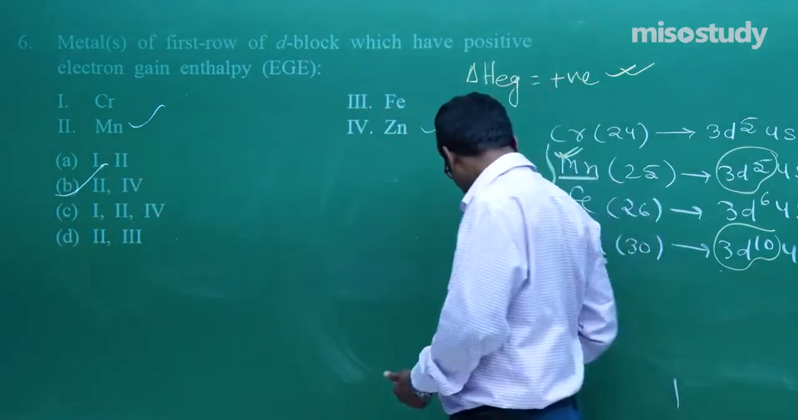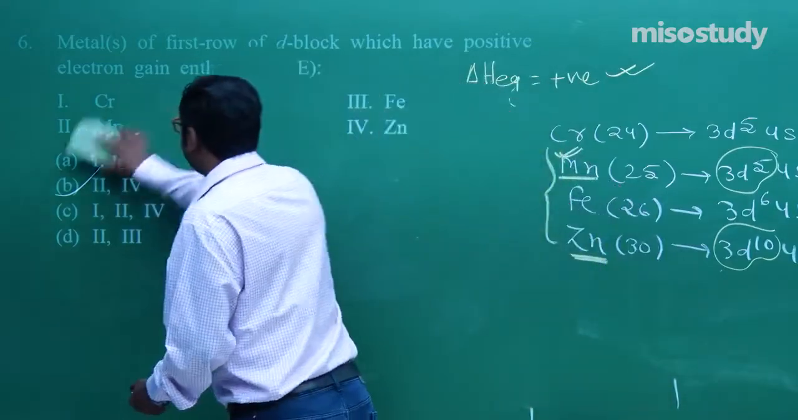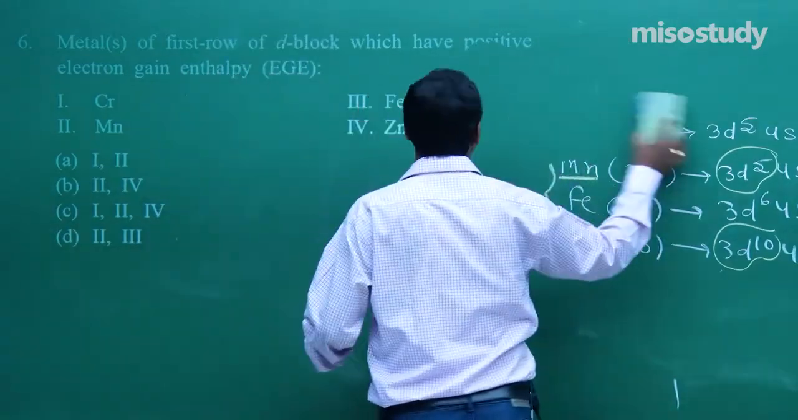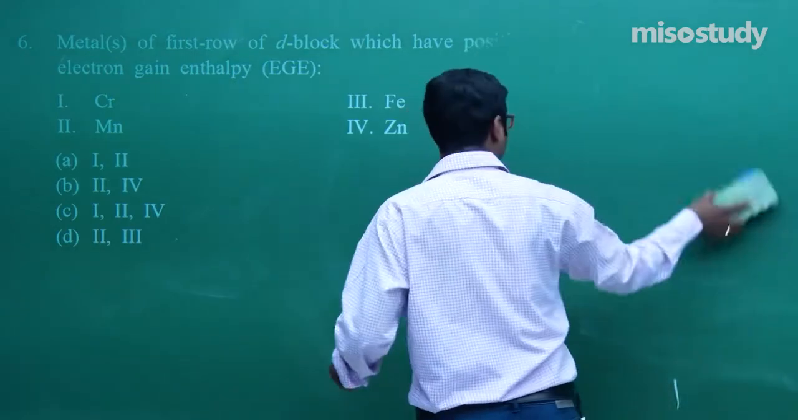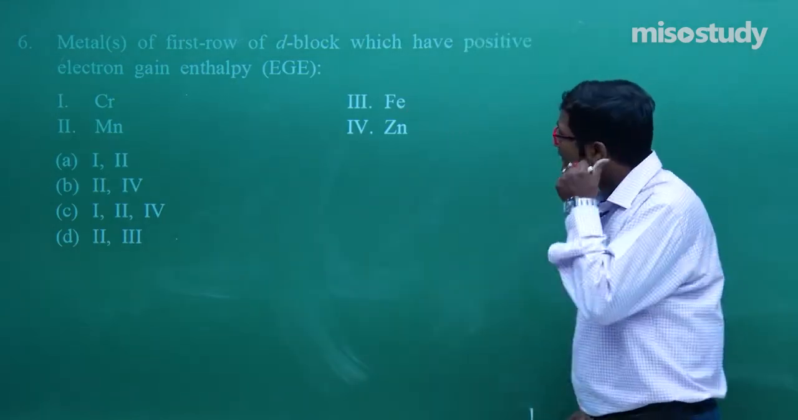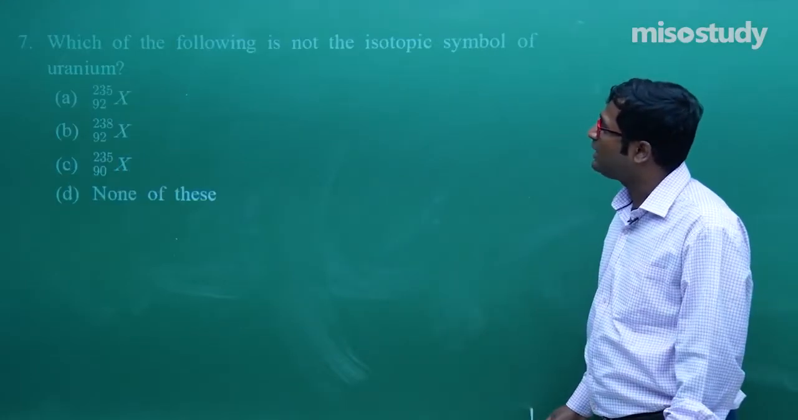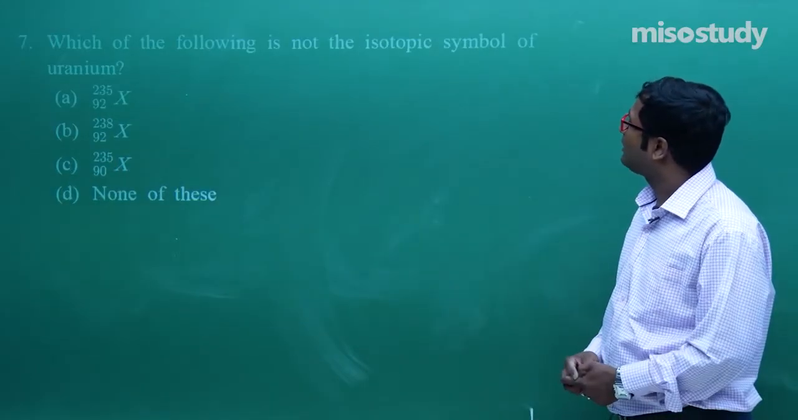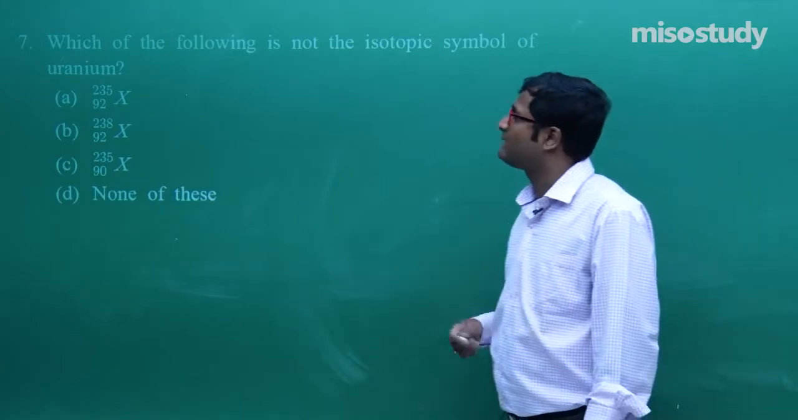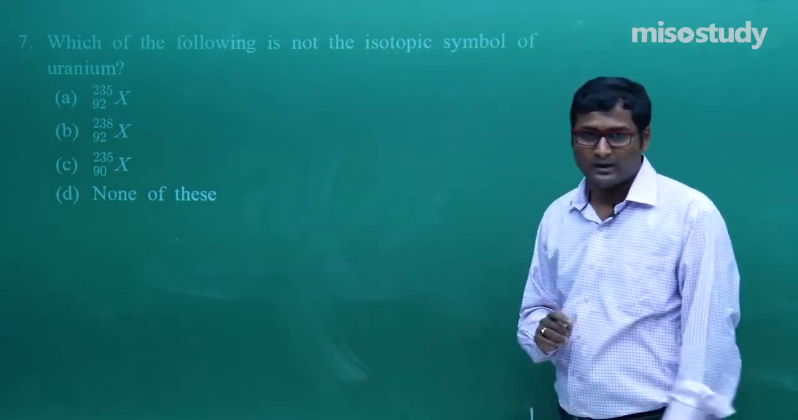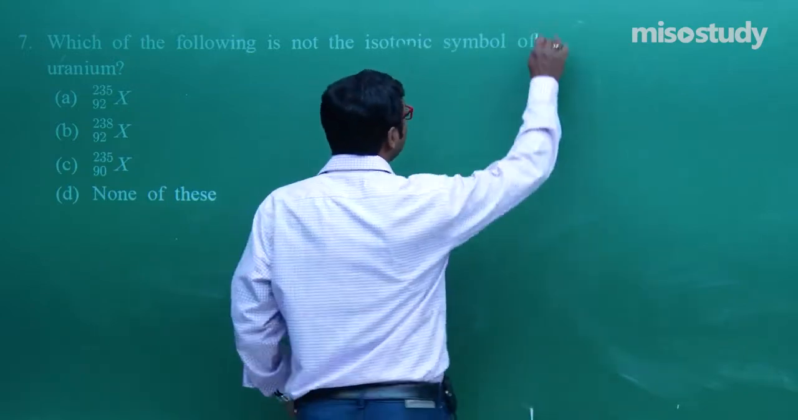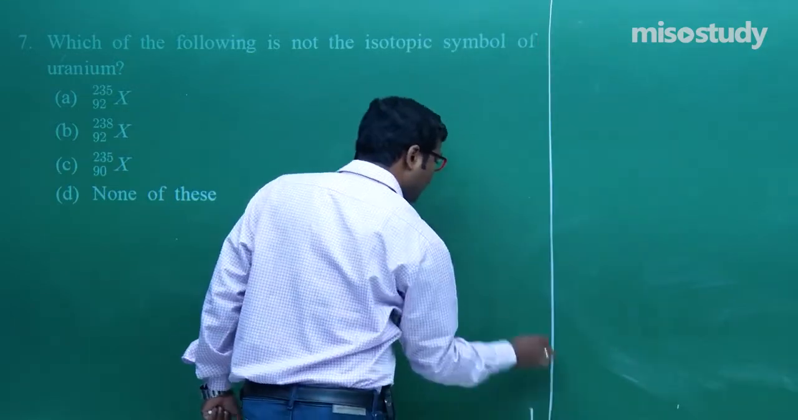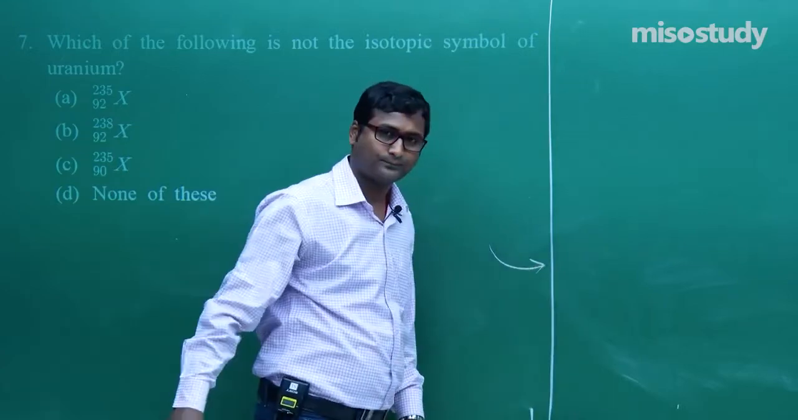Clear? Now friend, wait for a moment. Now let's move to the next question. The next question is question number 7. Which of the following is not the isotopic symbol of uranium? Now tell me, what is the symbol of uranium? This is a very simple question, but a frequently asked question.